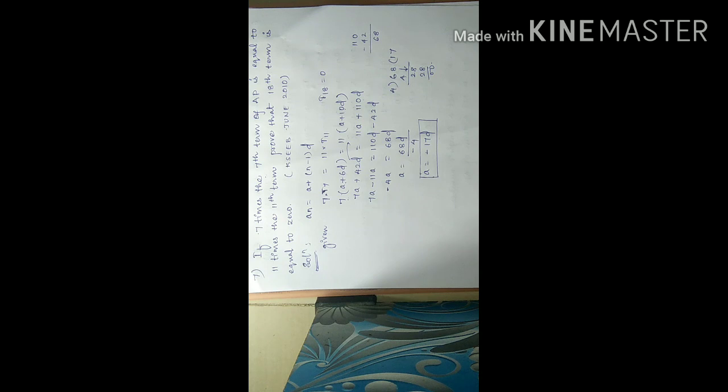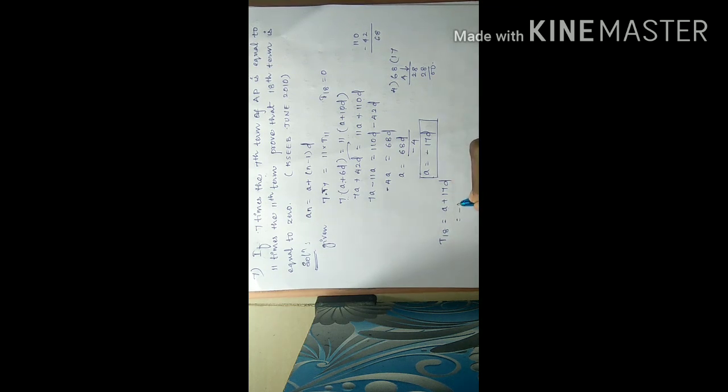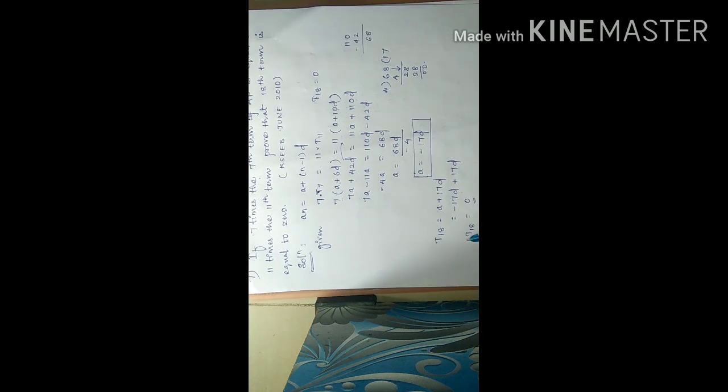So now we have to prove that the 18th term is 0. That is T18 is equal to a plus 17d. You can write like this. Now a value we have got, that is minus 17d plus 17d. So minus 17d plus 17d is 0. So we have proved that the 18th term is 0.